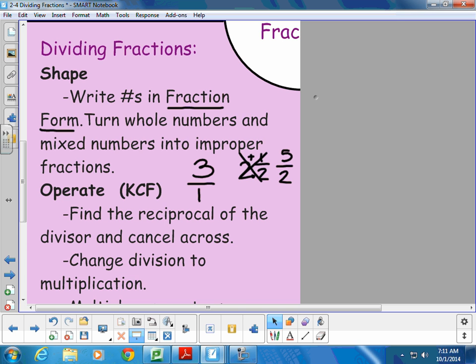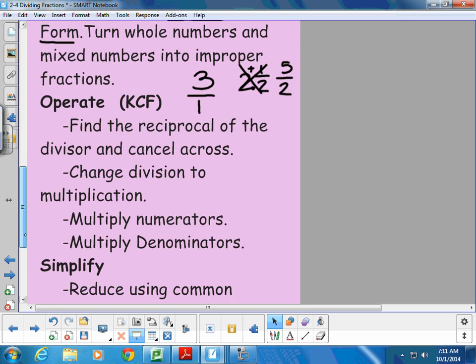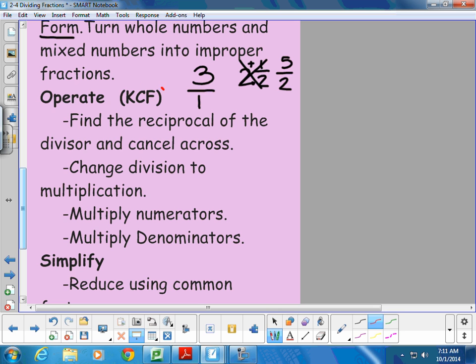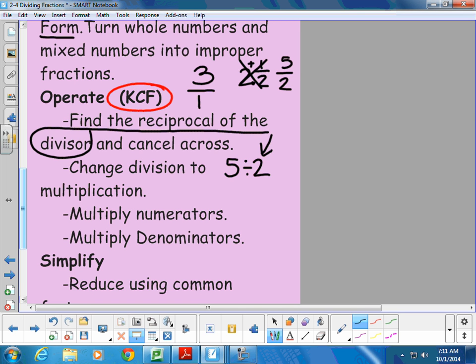Next, the operating step. I have this here because some of you have learned this as keep, change, flip. If you learned it as keep, change, flip, great. That'll still work out for you. Otherwise, some rules: you're going to find the reciprocal of the divisor and cancel across. The divisor is that second number. So if I had 5 divided by 2, the 2 is my divisor, because it's what you're dividing by. So you can find the reciprocal of that and then cross cancel if you need to.